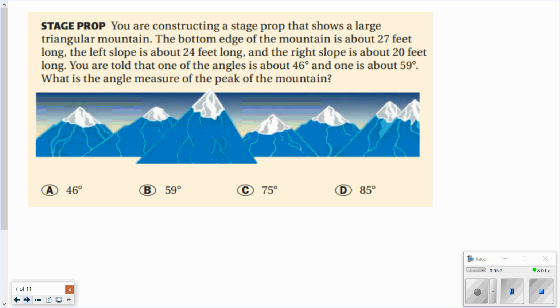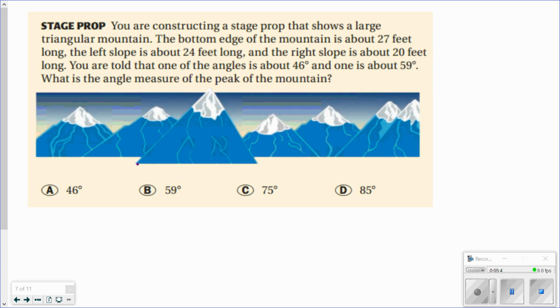You are constructing a stage prop that shows a large triangular mountain. The bottom edge of the mountain is about 27 feet long. The left slope is about 24 feet long, and the right slope is about 20 feet long. You are told that one of the angles is about 46 degrees and one is about 59 degrees. What is the angle measure of the peak of the mountain?